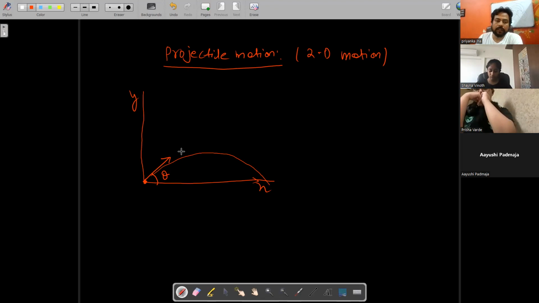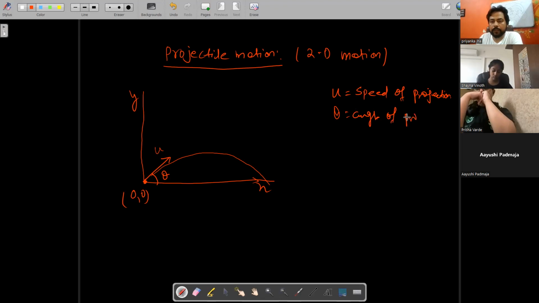Downward. Suppose we throw this ball with some velocity u at some angle theta, and from where you throw the ball, you can assume the origin. So this can be considered as origin, 0, 0. There are some terms we can define. u, the initial velocity that we give, is known as speed of projection. Theta is known as angle of projection.